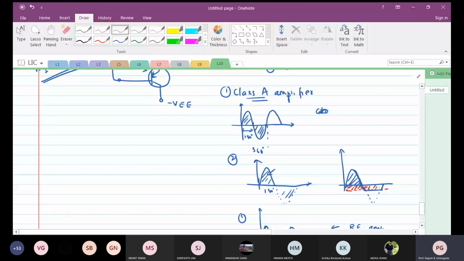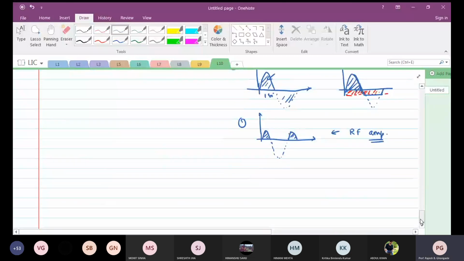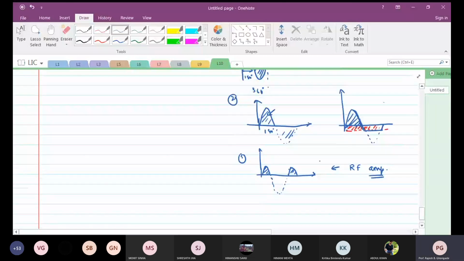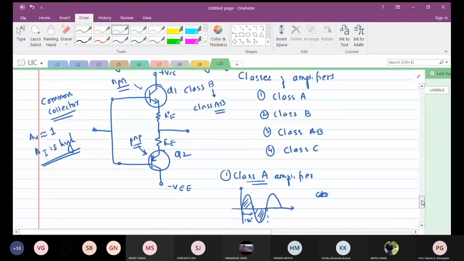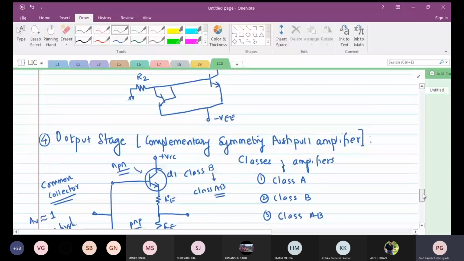This is done by, okay, if I label it this way, if I call this Q1, if I call this Q2, this part of the waveform is amplified by Q1 and this part of the waveform is amplified by Q2. So that is the reason why they are called complementary symmetry.